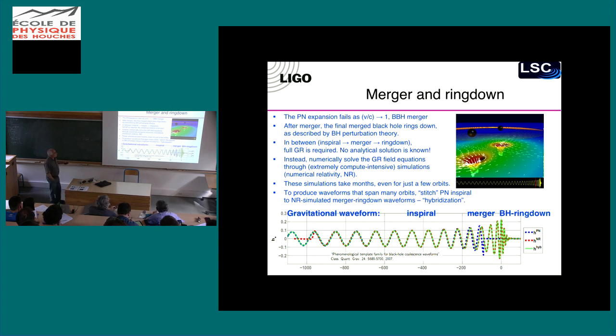So instead, we numerically solve the GR field equations, and it's very complex, and you'll hear a lot more about it from Harold. These simulations take months, even just for a few orbits. The SXS, Simulating eXtreme Spacetimes collaboration, has the longest waveforms. They're up to 33 cycles. Actually, I think they're up to over 100 cycles now. Nobody else comes close because they use these interesting spectral methods.